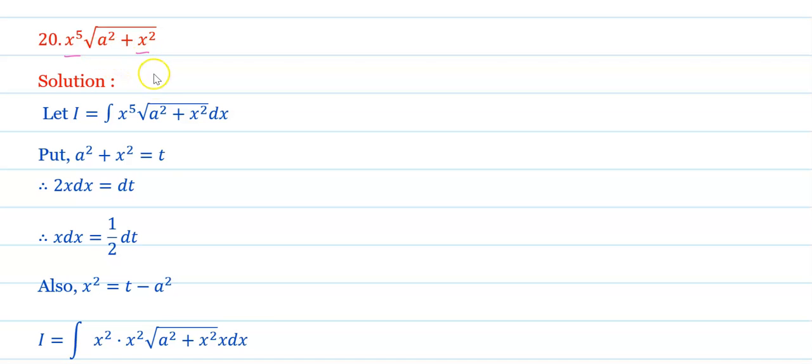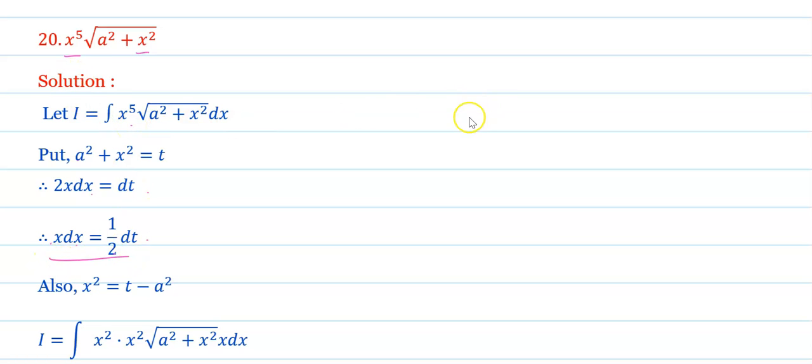a square plus x square is t. What about its derivative? The derivative of a square is 0, of x square is 2x into dx, equals dt. Therefore, x into dx is equals to 1 upon 2 into dt. This is important.